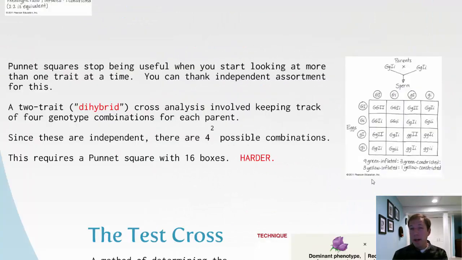Looking ahead, a Punnett grid can be used to track the outcome of a cross between two parents when tracking two different traits. Use the Punnett grid only when the genes are unlinked, so when they are on separate chromosomes and independent assortment is going to happen. Then a Punnett grid is useful. In this case, you need to combine together whatever the possible combinations are.